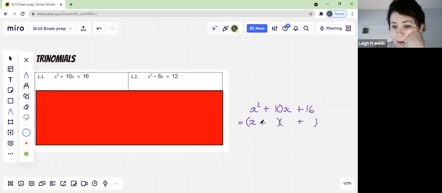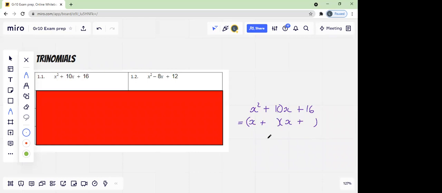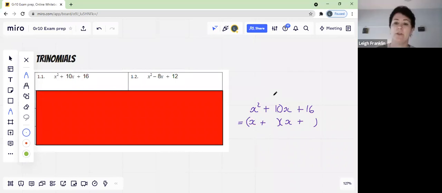X goes here, X goes there, that bit we know. Now you've got to decide on the factors. So now you're thinking about 2 numbers. When you times them, you get 16. And when you add them together, you're going to get 10. Which 2 numbers could we be talking about? 2 and 8. 2 and 8, absolutely.